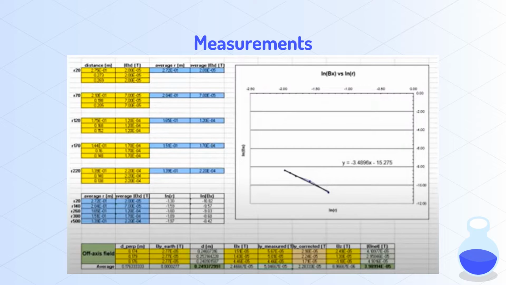The data were collected by using a magnetometer on a smartphone. The data at the top left show the measurements I collected for the magnetic field on the axis of the magnet, while the data at the bottom of the screen represent the measurements for the magnetic field off the axis, or perpendicular to the bar magnet. Both tables also contain a calculated average of the magnetic field at the experimental locations. However, only the on-axis magnetic field values were graphed.